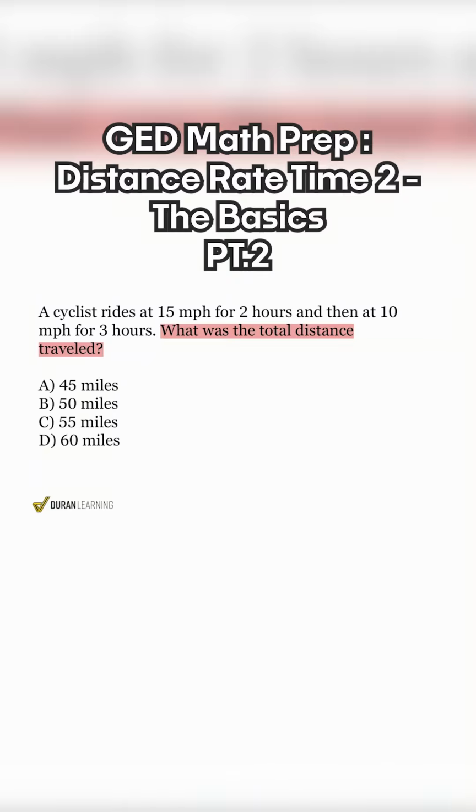Let's read. It says, a cyclist rides at 15 miles an hour for 2 hours. Okay, sounds good. Let me just go ahead and say, hey, we do this, 15 miles an hour, 2 hours, and then at 10 miles an hour for 3 hours. Okay, I'm going to point it this way, and I'll say 10 miles an hour for 3 hours. It doesn't matter what direction I point this in.